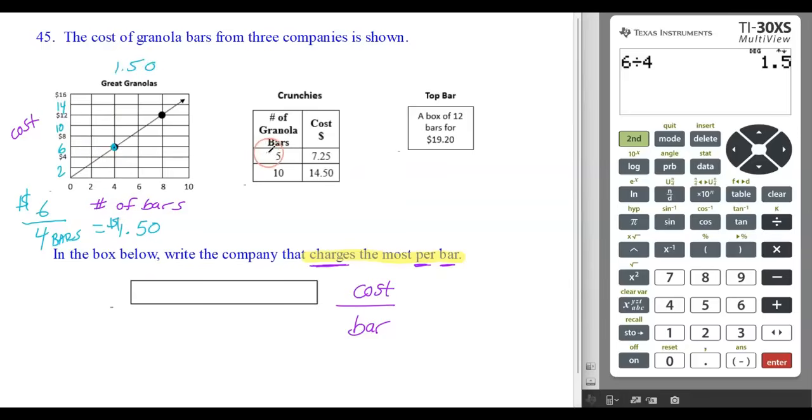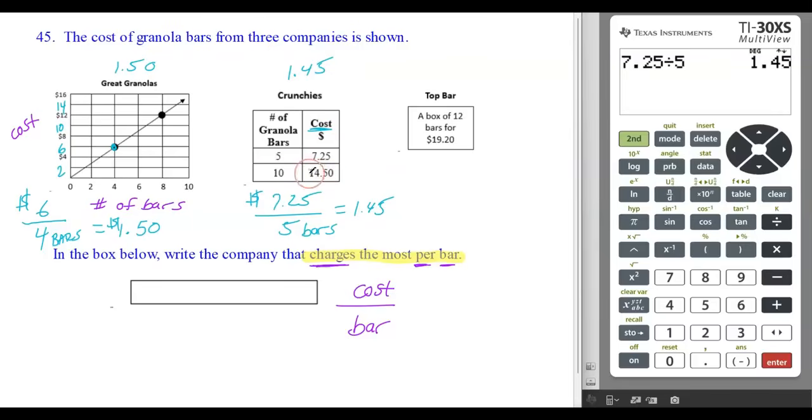Now let's do the same thing here. And again, we're not going to assume there's a shipping charge, so that makes it easier. We just bought these at the store. So this says that 5 bars cost $7.25. So we have the cost on top. So the cost is over here. So $7.25 divided by 5. Again, if there were a shipping charge, this problem would be a little different. So I just divide this out to get the cost per bar. So $7.25 divided by 5, and that equals $1.45. So this is $1.45.